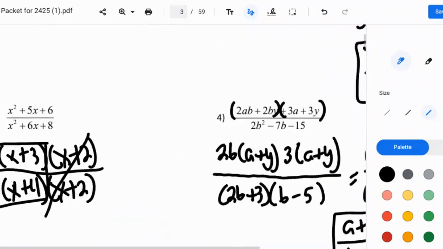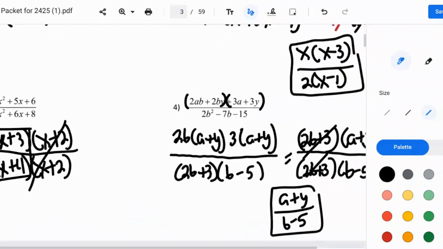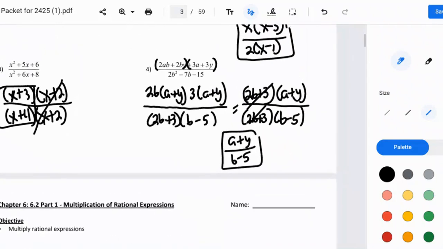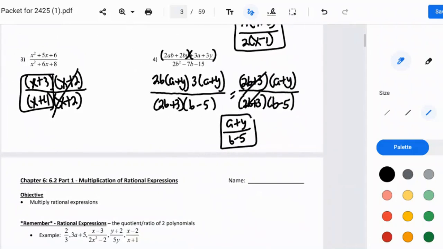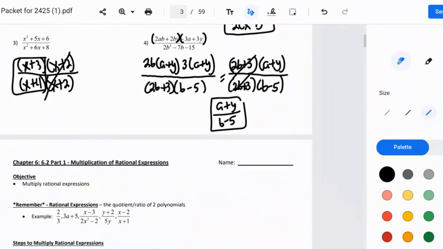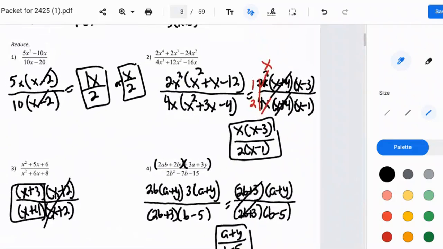I want to point out for number 3, you can't cancel these x's, by the way. So don't attempt to. You can't cancel pieces of binomials. All right, so that's all of the simplifying or reducing rational functions part that we have. Oh, that's it. That's all we got.